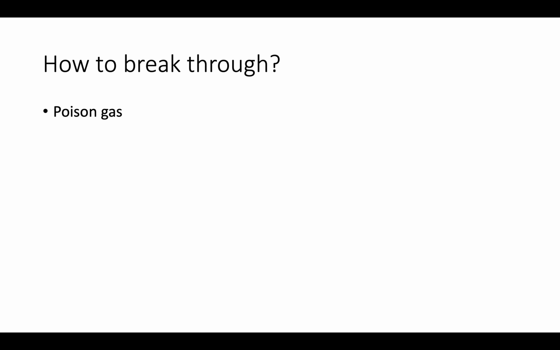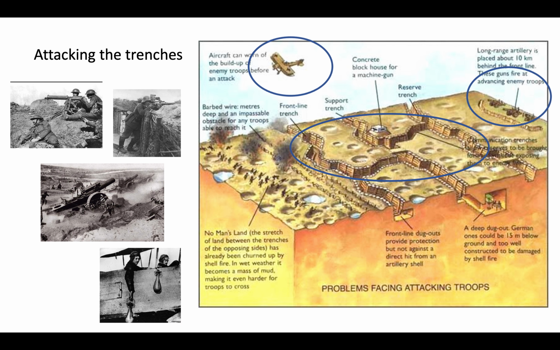So, how do you break through? How do you attack a trench successfully? So people at the beginning of the war realized that because of the machine guns, because of snipers and the artillery, you're going to need something new.